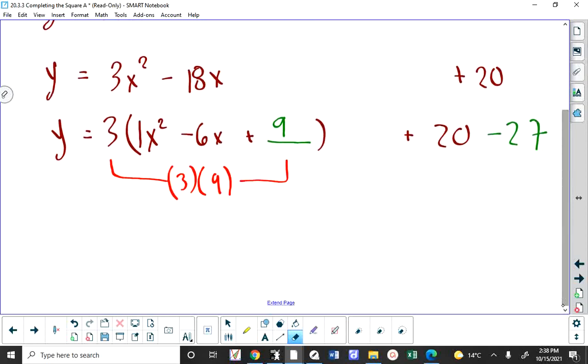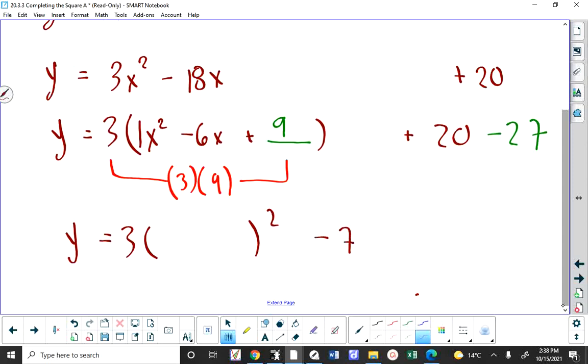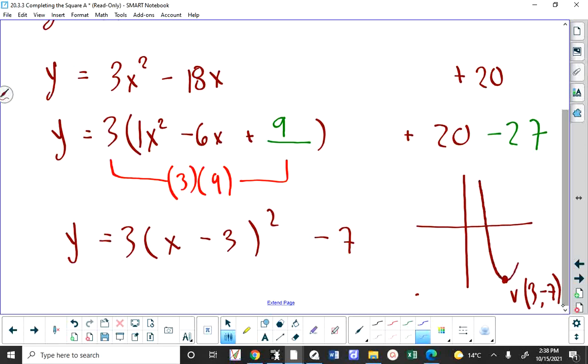So in completed square form, this becomes y equals 3. This will be our (x - p) squared. This is going to be our q. And what do I write here? I write x, and then I take half of b and put it in. So this parabola would be at (3, -7) for a vertex. And it would open up, and it would be very narrow because of the 3.